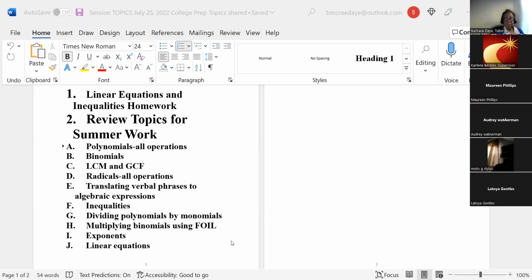Any questions on the topics for the summer work? Any questions? Okay. So if you have any questions, you can text me, email me, call me, and I'll go over them with you. But this is work that we've done before. The latest is the linear equations and the inequalities, but these others we've done in the past.